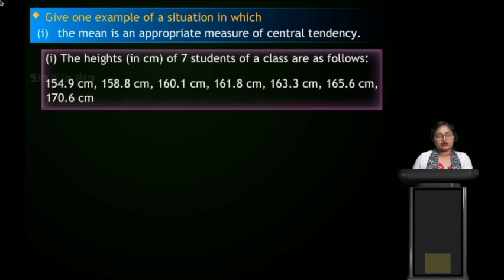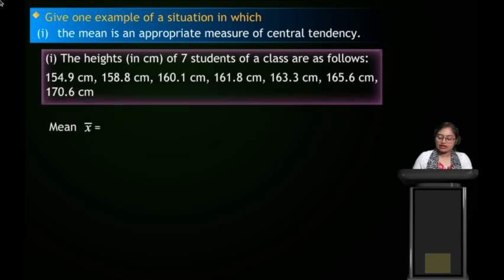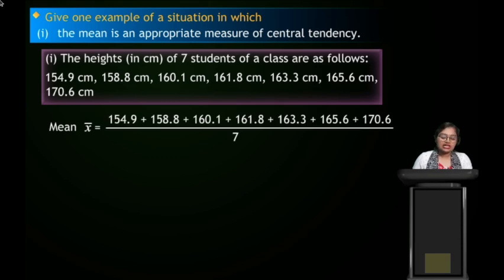So here you can find out the mean for this data. So the mean will be the sum of all these observation divided by number of observation. So here the observations are heights of a student, isn't it? So we have to add all these heights and we have to divide it by number of students. So here the number of students is 7, so I am dividing it by 7. So students, can you tell me the sum of these numbers?